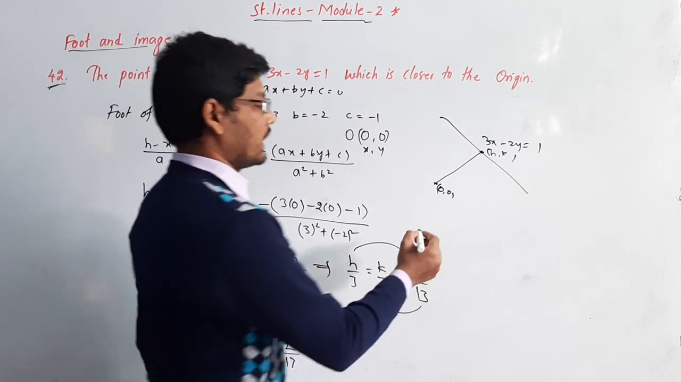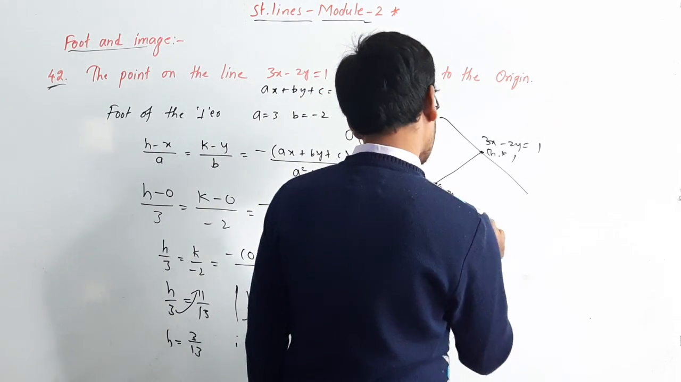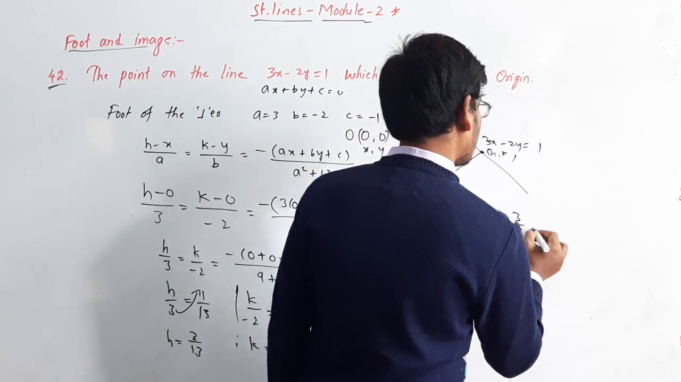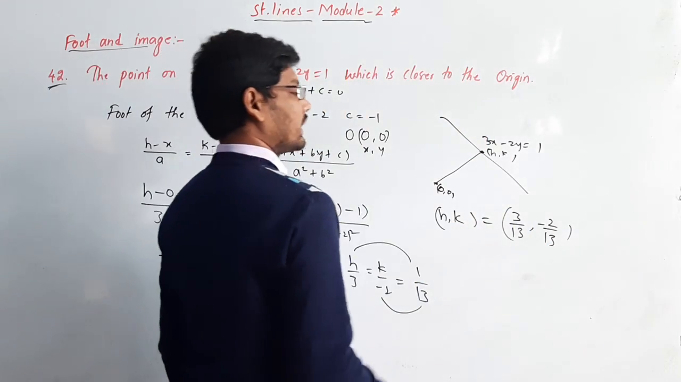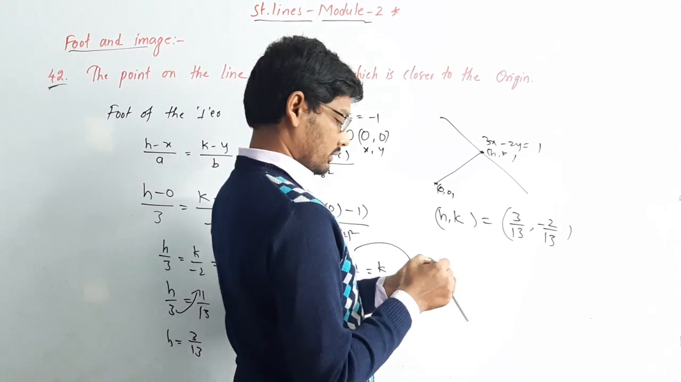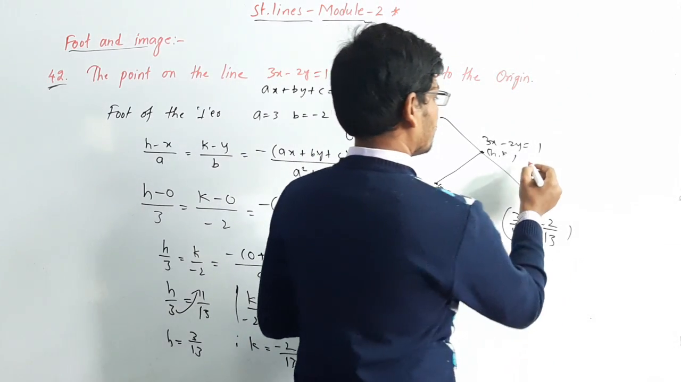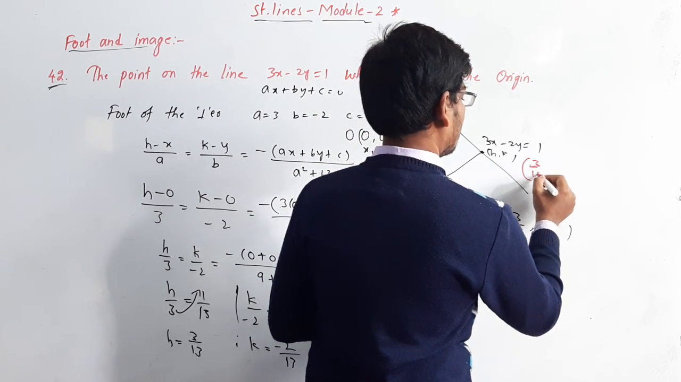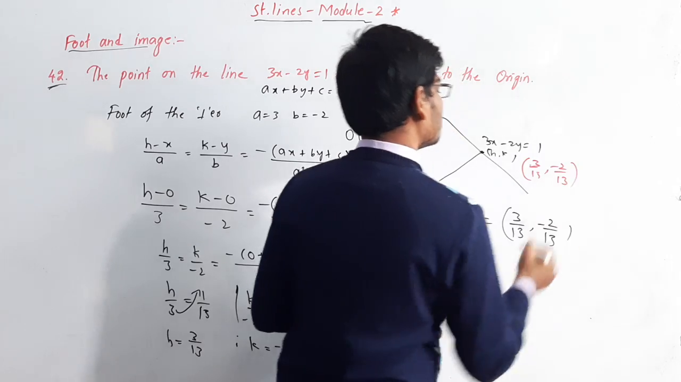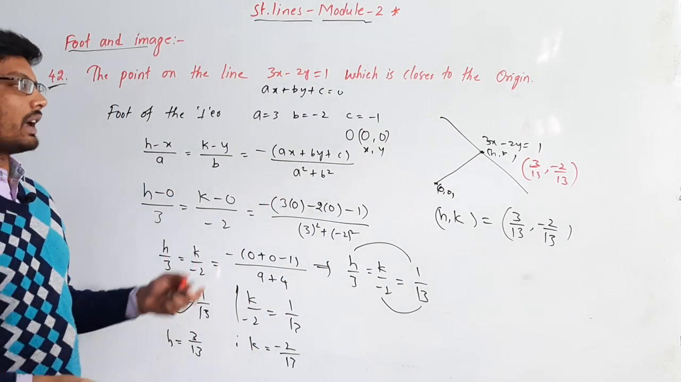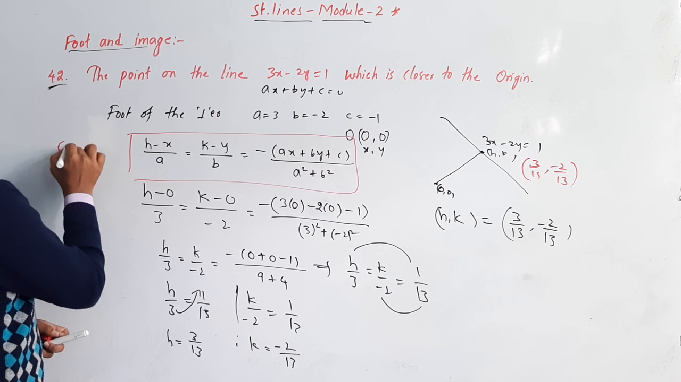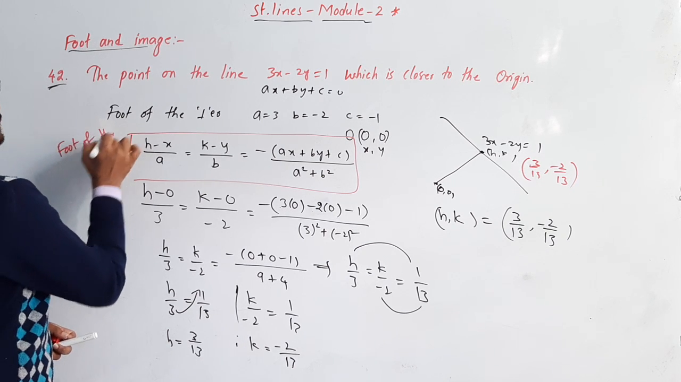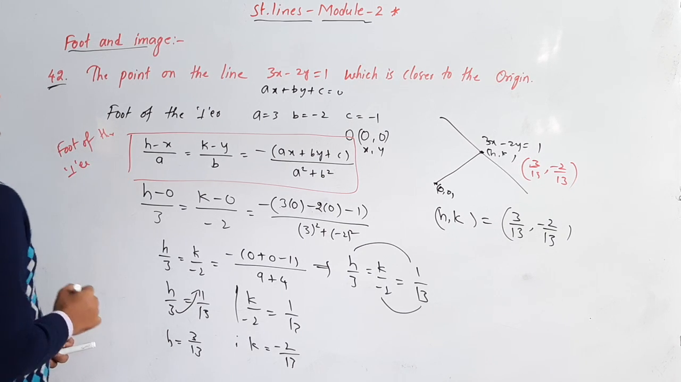So h comma k is equal to 3 by 13 and minus 2 by 13. The point is the foot of the perpendicular, that is 3 by 13 and minus 2 by 13. Just substituting the values in this expression, this is nothing but the foot of the perpendicular. Foot of the perpendicular condition here.